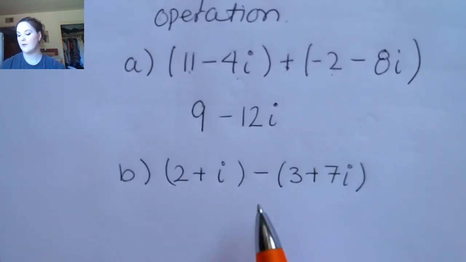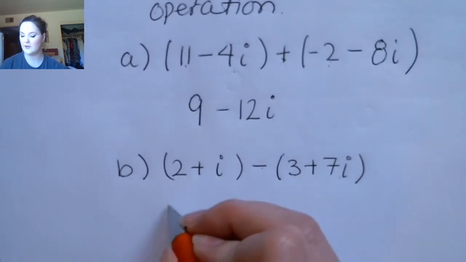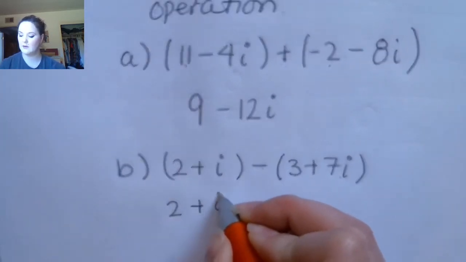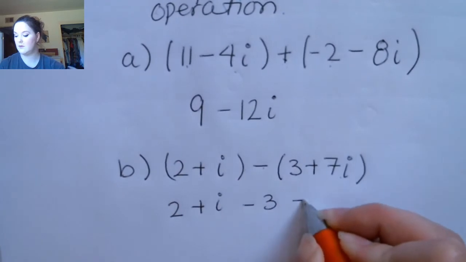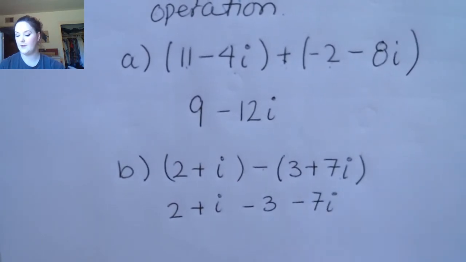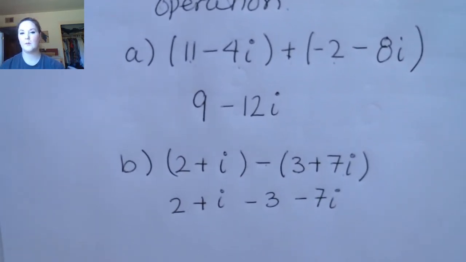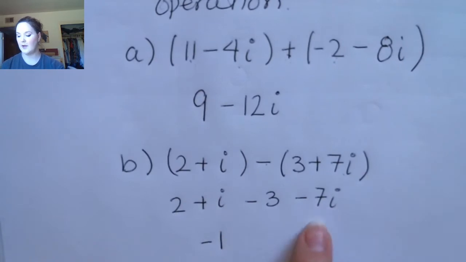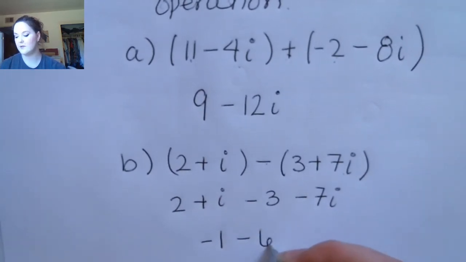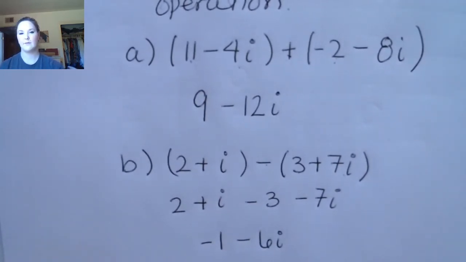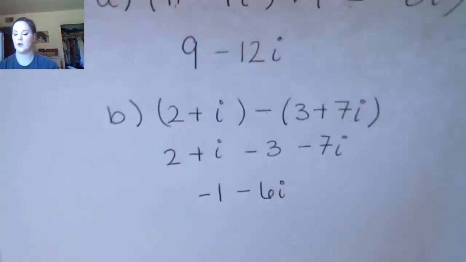Okay, so whenever you're subtracting something with two terms, I always recommend to students that they distribute the negative sign. And then we're going to combine our like terms again. So we have 2 minus 3 is -1. And then i minus 7i is -6i. All right, let's do one more subtraction.